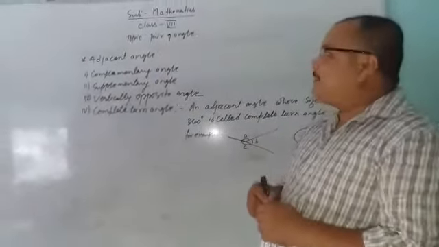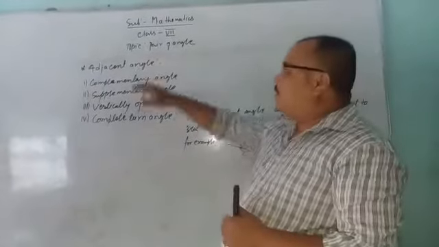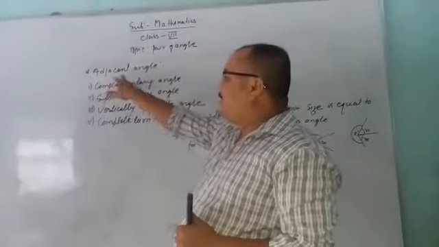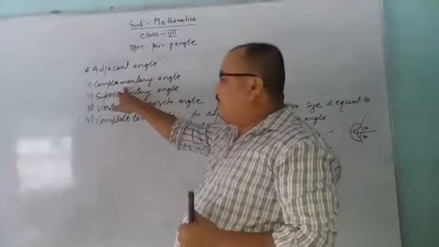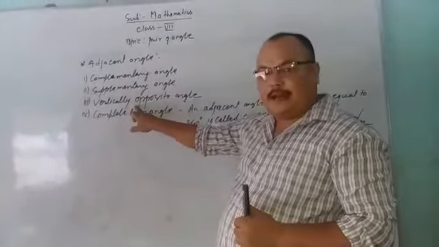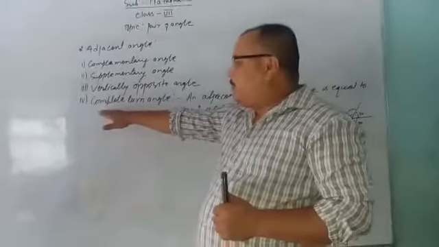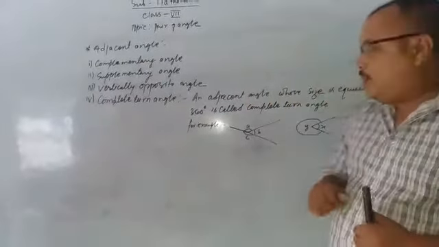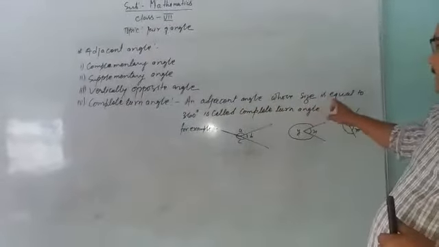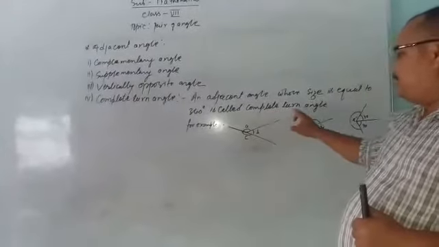So, my dear students, in my previous class, we learned pair of angles. In pair of angles, we learned adjacent angles, complementary angles, supplementary angles, and vertically opposite angles. So, today we learn our next topic, complete turn angles. Complete turn angles means adjacent angles whose size is equal to 360 degrees.